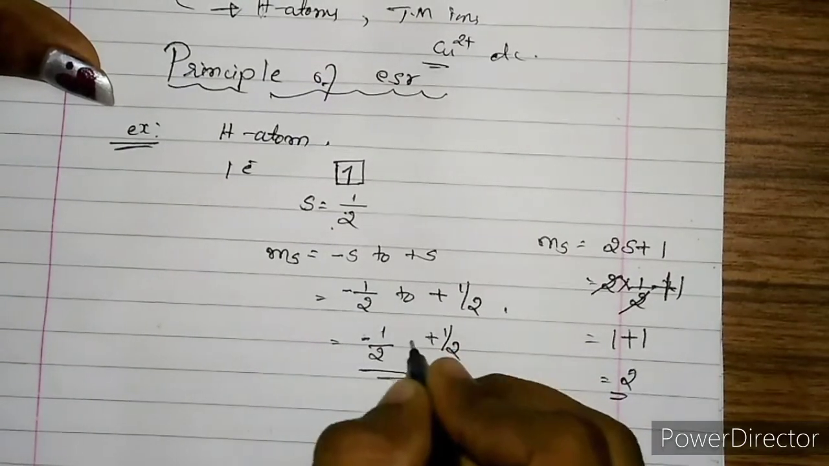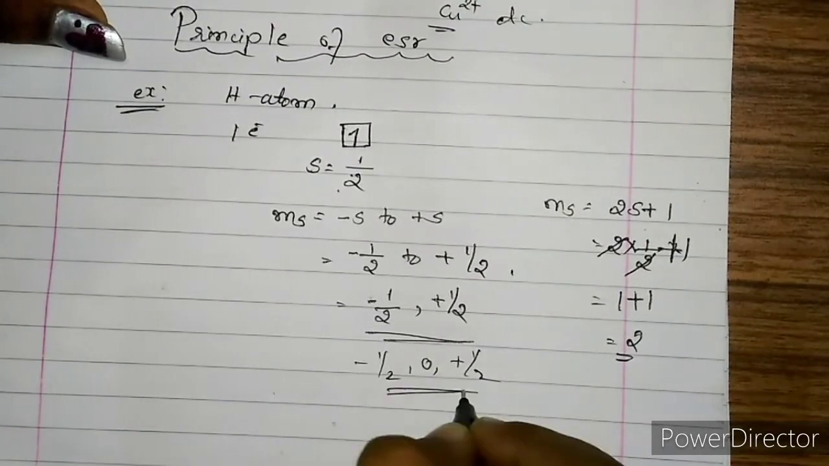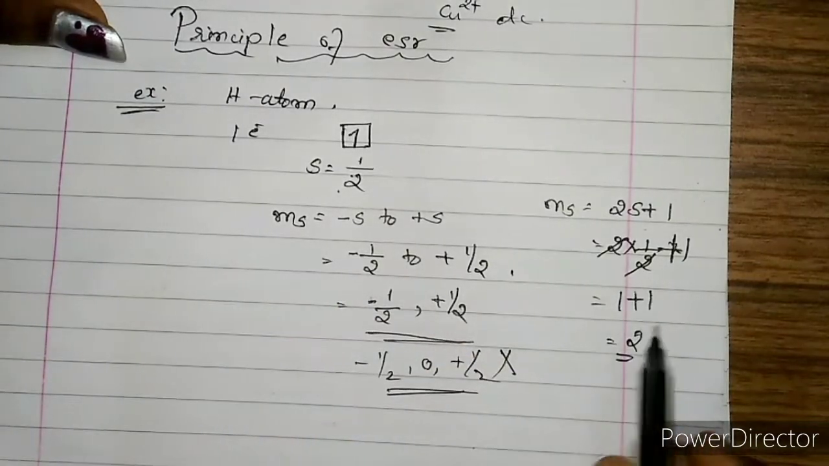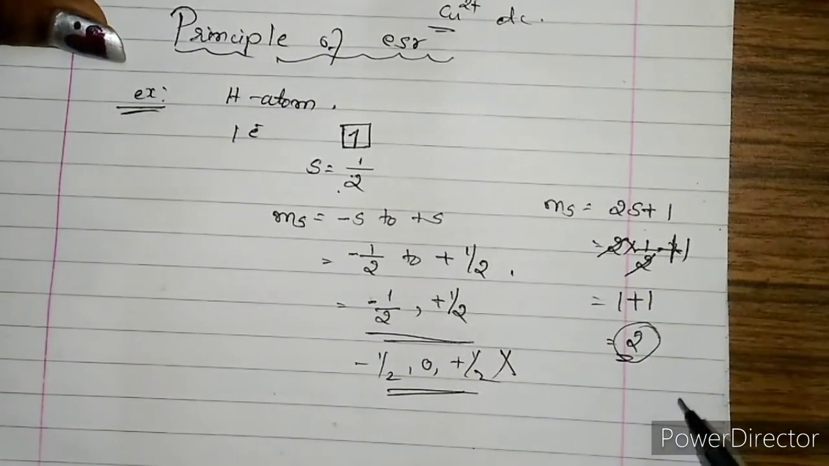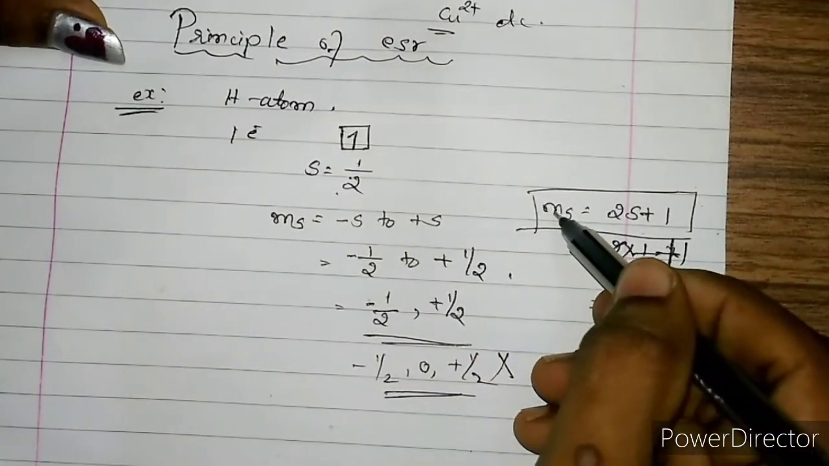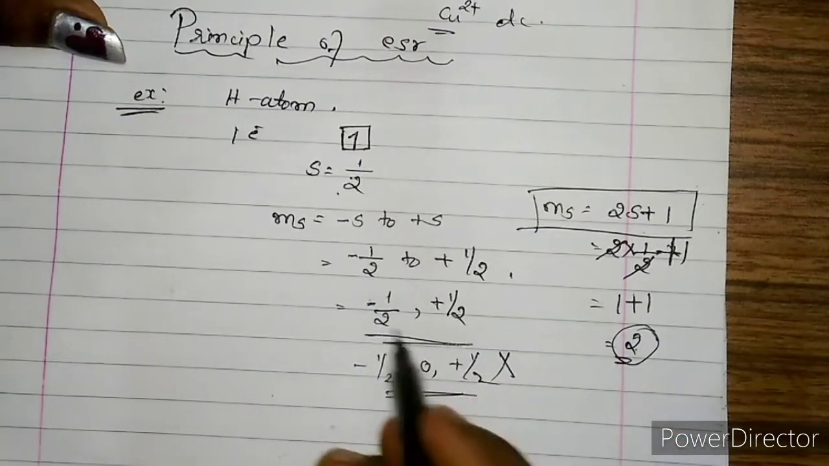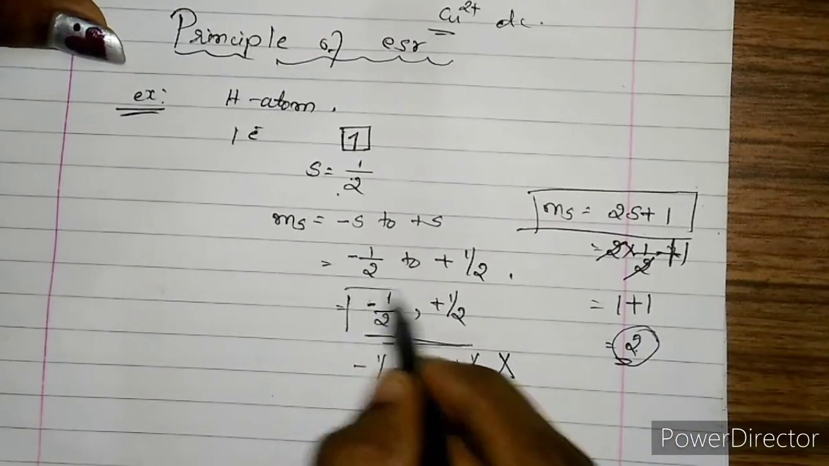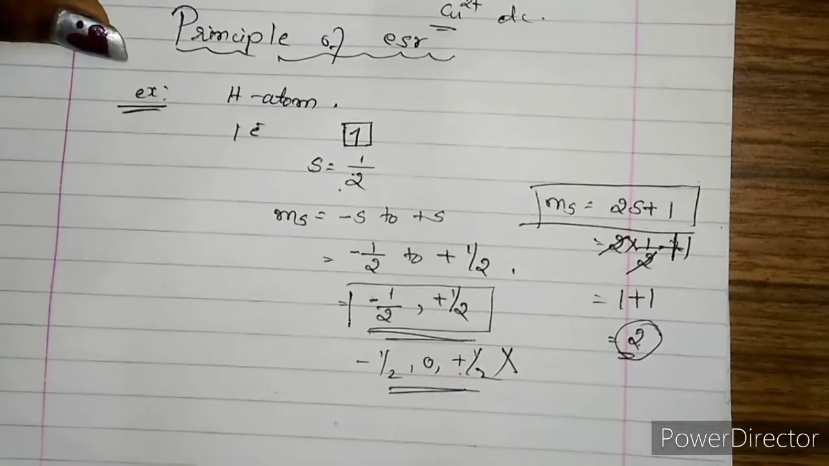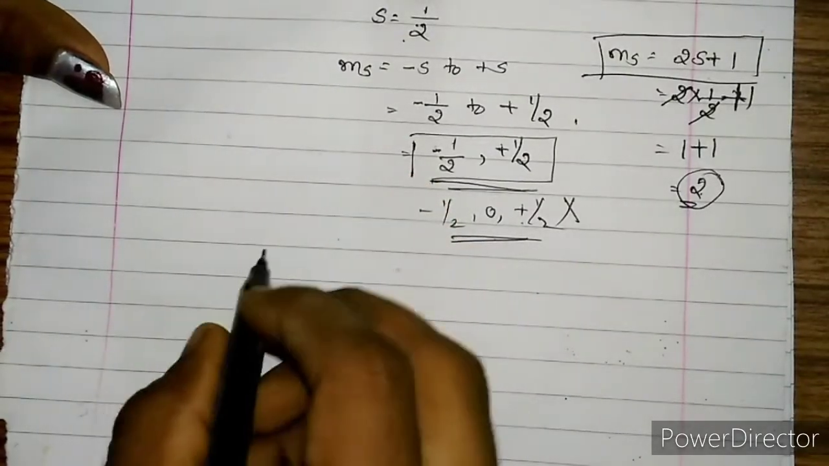Remember, there is no 0 in between minus half and plus half. If you think 0 is an MS value for hydrogen, then it is wrong, because in the case of the hydrogen atom, the number of MS values is 2. This is the formula to calculate the number of MS values for any species. So the MS values must be minus half and plus half. Now, in the absence of a magnetic field, these MS values will be degenerate.